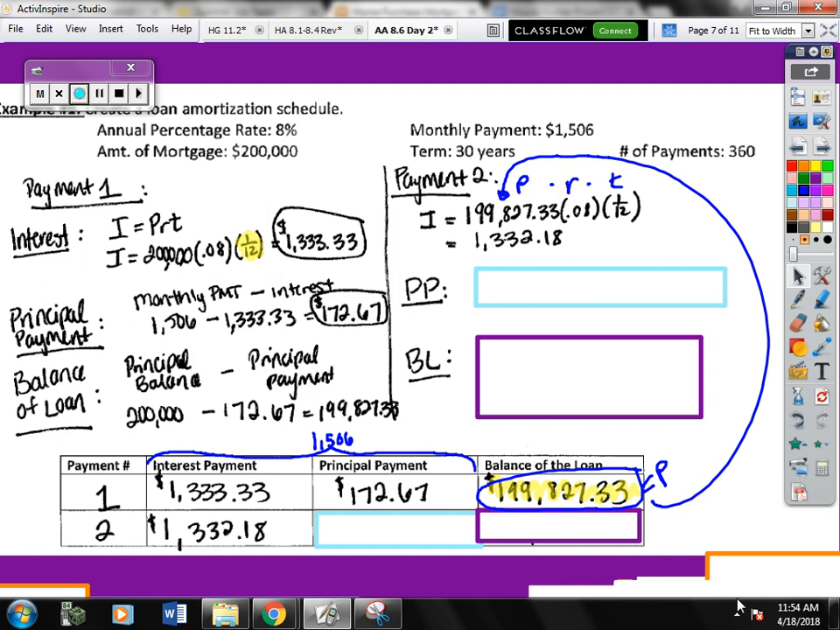How do I calculate the principal payment again? How do I find this number once I found my interest? You've got to take your payment and subtract the interest to see how much is actually going to principal. So 1506 minus our interest gives 13,032.18.